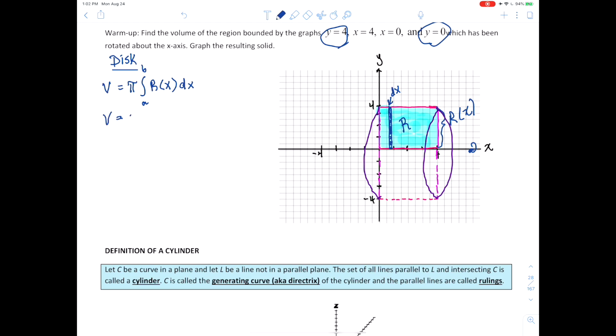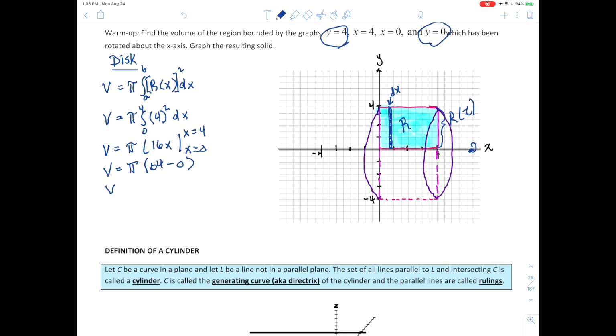Plugging everything in, our volume will be pi times the integral from 0 to 4. And then our R of x is just going to be 4. We'll square that. Sorry, this whole thing is squared. And then integrate with respect to x. So our volume will be pi, and then what will we get? We'll get 16x evaluated from x is 0 to x is 4. So the volume will be pi times 64 minus 0, which is 64 pi cubic units.